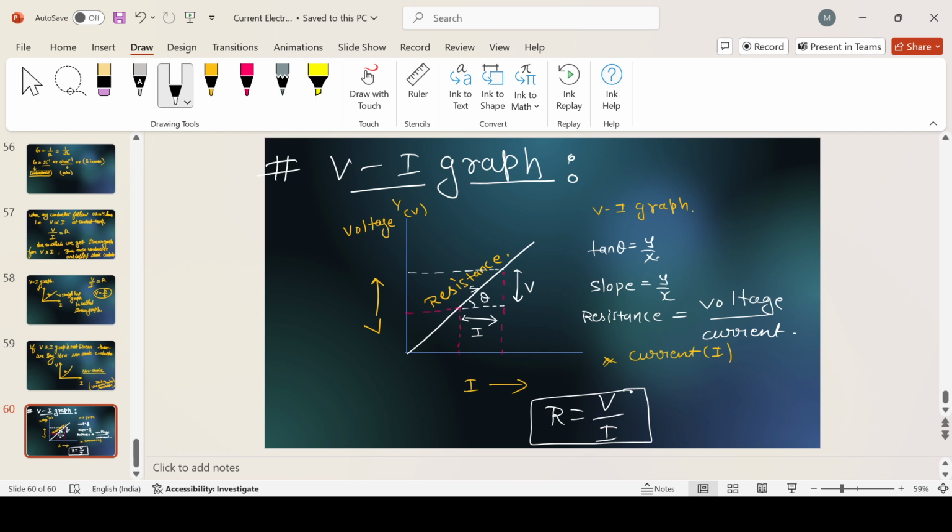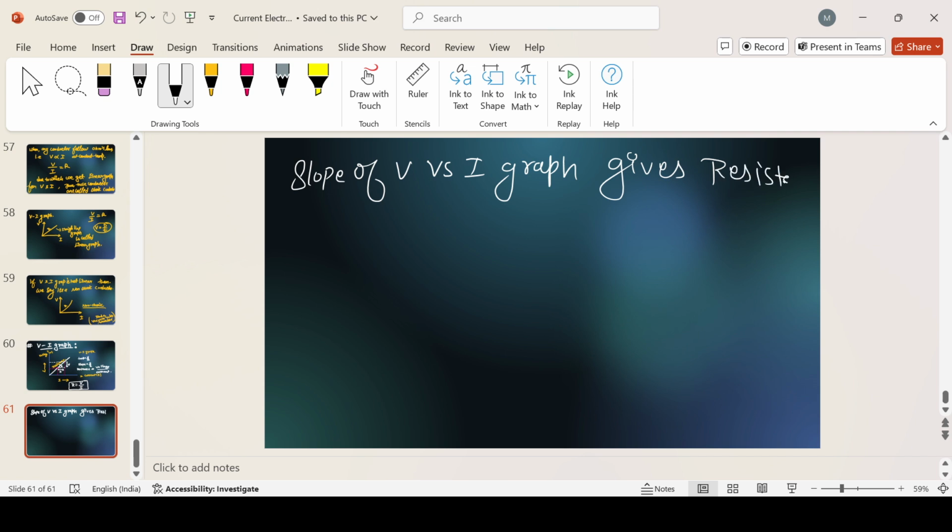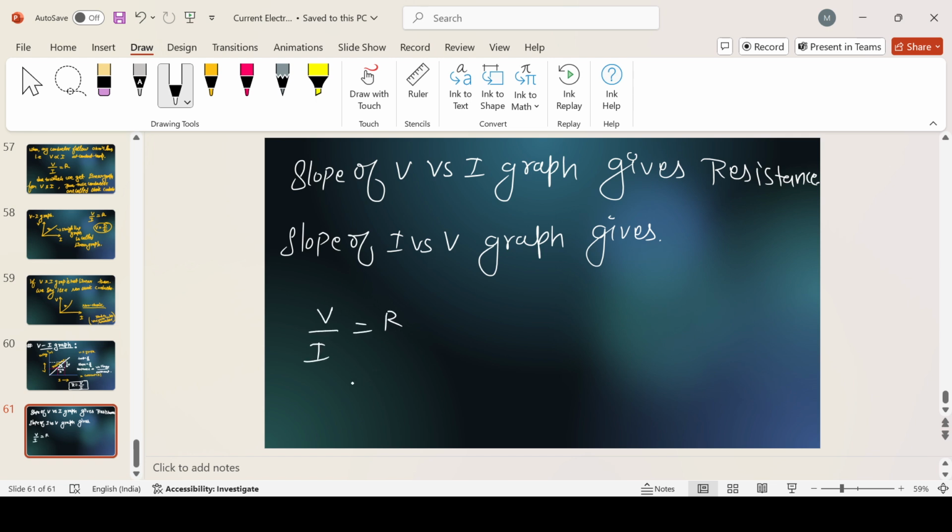So the slope of the V versus I graph gives resistance. Now, if I do the inverse of it, what will happen? The slope of the I versus V graph gives you what? If V upon I is equal to R, then I upon V will be equal to 1 upon R. Yes or no?